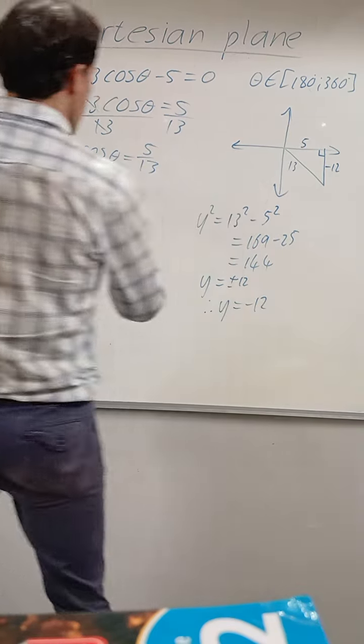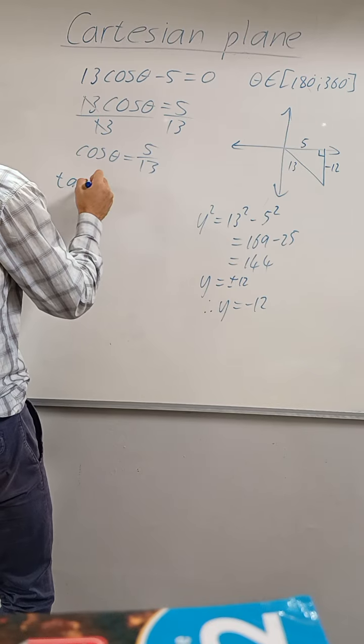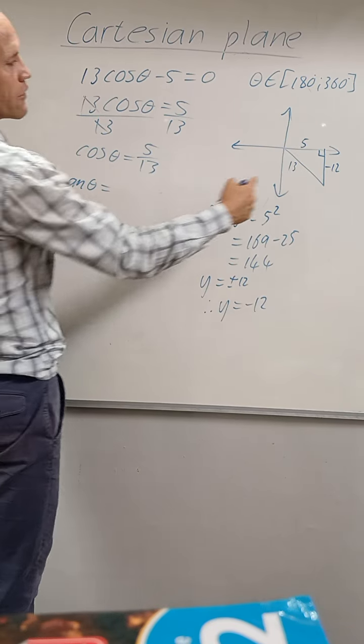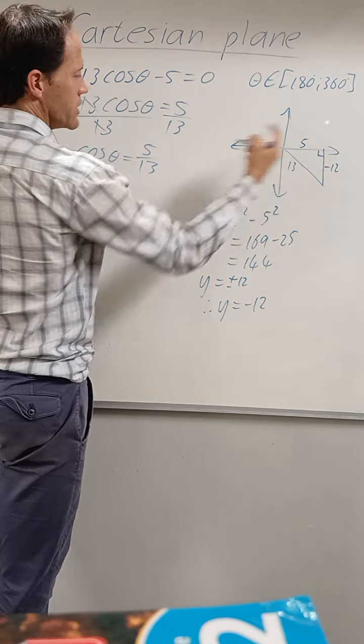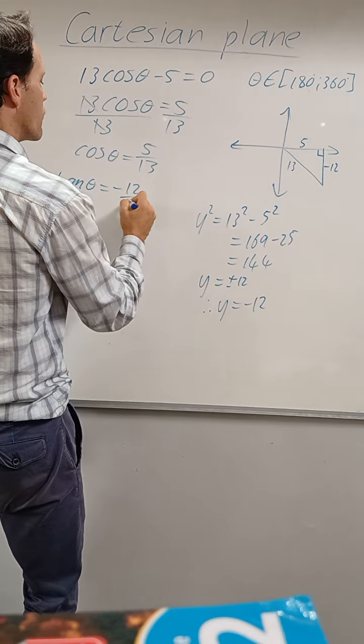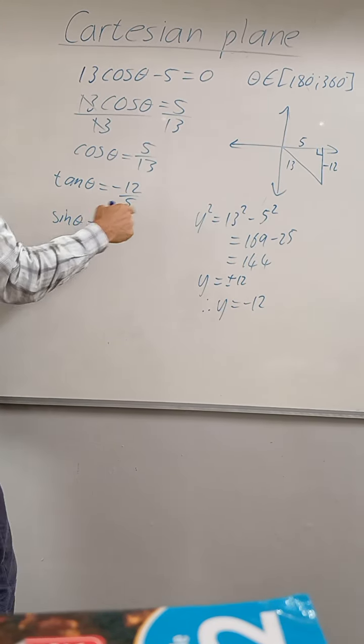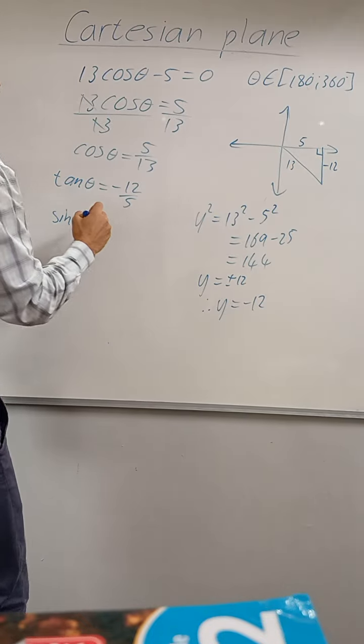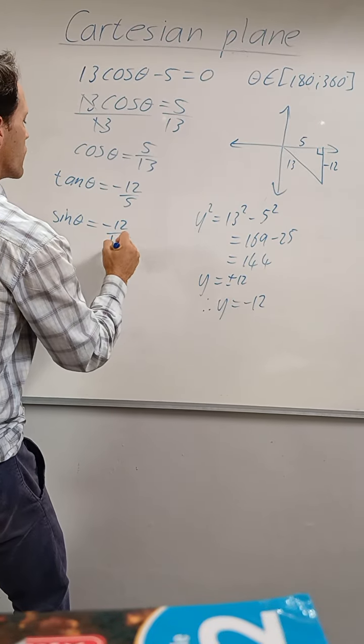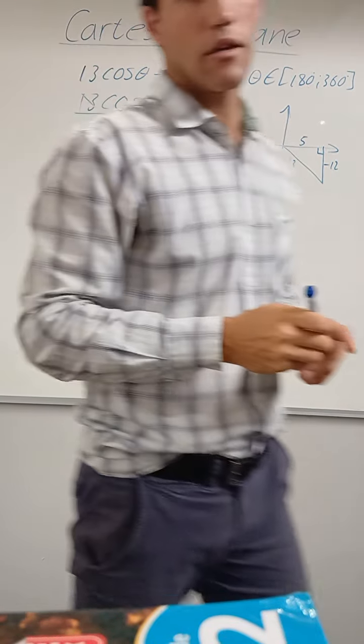So now if you want to find tan theta, for instance, you can say tan theta is opposite over adjacent, negative 12 over 5. Or if you want to find sine theta, you can say it's opposite over hypotenuse, negative 12 over 13. Okay.